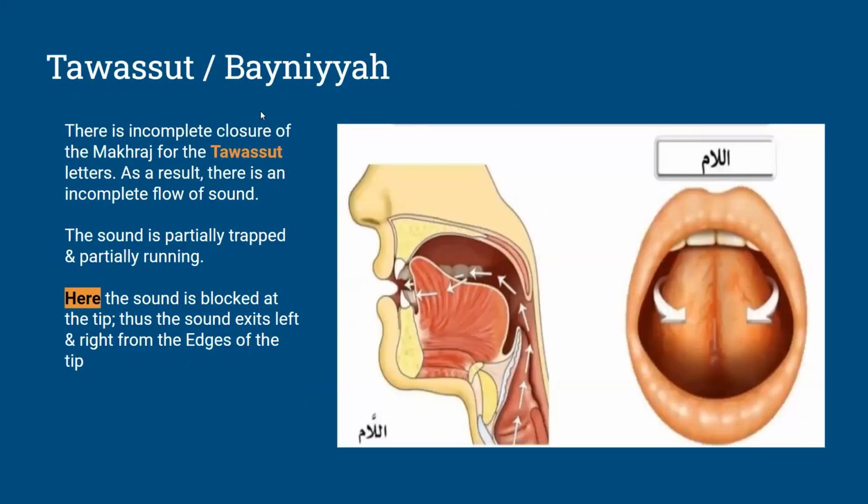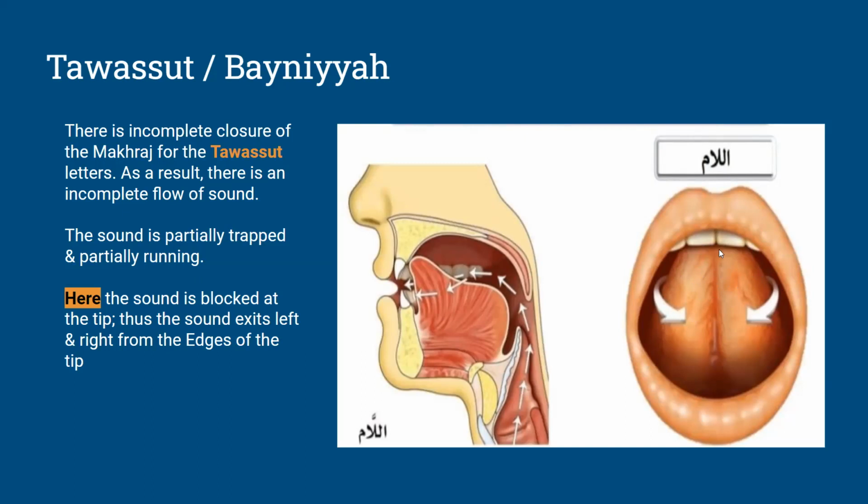Okay, Tawasut, Bayniya. The Lam first. We'll see it's an incomplete closure of the makhraj. What is the makhraj of the Lam? We see the nearest edges of the tongue. When you say L, that part of the tongue, when it touches the upper internal gums, you will see it's blocking the flow of the sound coming from the normal passage, which is the sound should come from the front, right? L, but because it's blocking the front part of the mouth, now the sound is taking its root from the sides, right and the left, so it's escaping from the side.